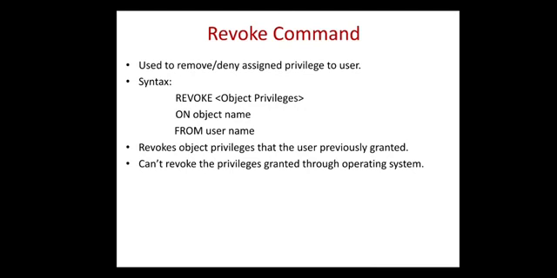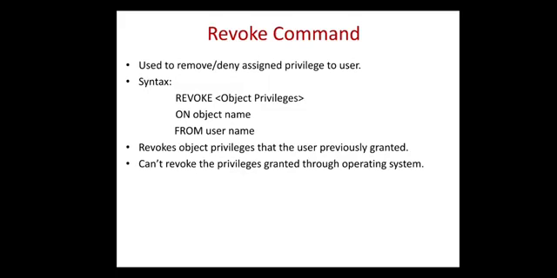Then the second DCL command is revoke. Revoke is used to remove or deny assigned privileges to the user. This command works after the grant command. Whatever permissions or privileges you have given by using the grant command can be taken back by using the revoke command. The syntax is the same as grant. Just in grant we are giving the permission to a particular user, and in revoke we are taking back the permissions from the user. So instead of to, here it is from.